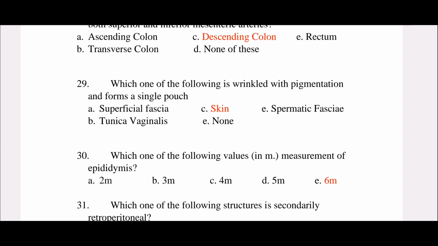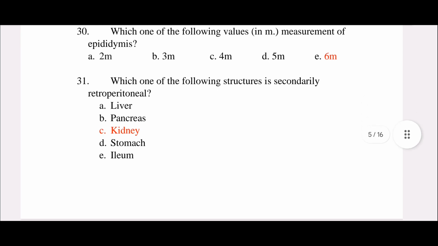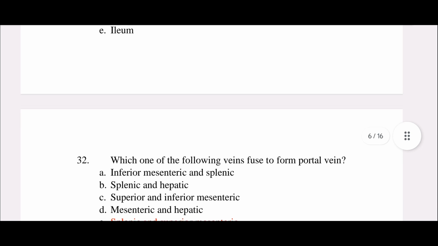29. Which one of the following is wrinkled with pigmentation and forms a single pouch? Option C, skin. 30. Which one of the following values in meters is the length of the epididymis? Option C, 6 meters. Which one of the following structures is secondarily retroperitoneal?